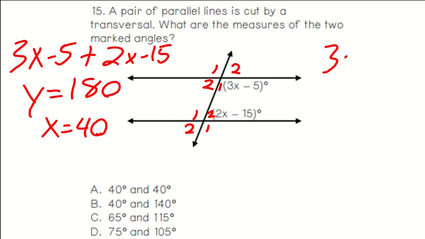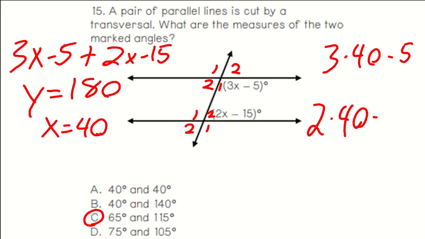So we got 3 times 40 minus 5. 115. Only one of the answer choices is 115. So that would make it C. But look, just to show, 2 times 40 minus 15 would be the other one. That gives me 65. If two of the answer choices had 115, we'd have to check the other one. Everybody kind of follow? So if it asks for the measure of the angle, once you get x, you got to plug it back in, okay?